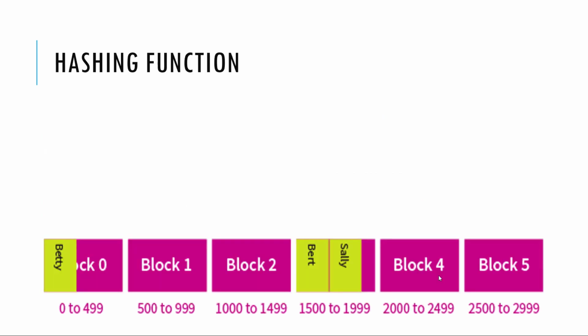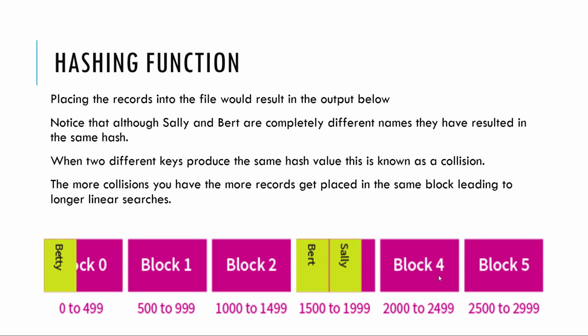So 3, 3, and 0. And you'll notice there, Bert and Sally have gone into the same block and have filled up quite a bit of space. And sometimes that can be known as a collision. Now, the more collisions you have, the more records that get placed in the same block. That leads to longer linear searches.